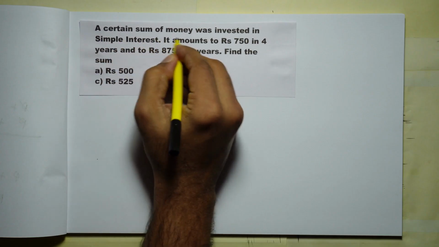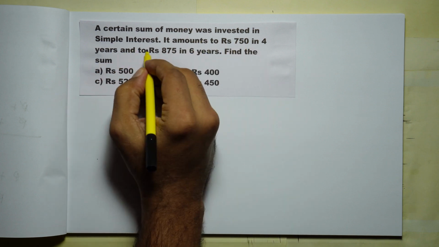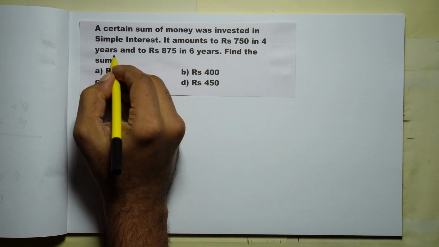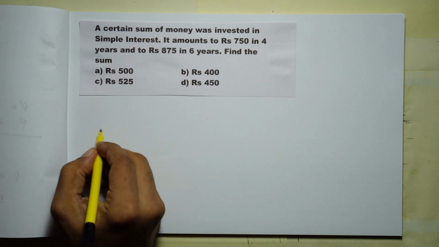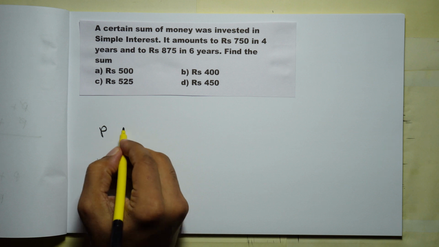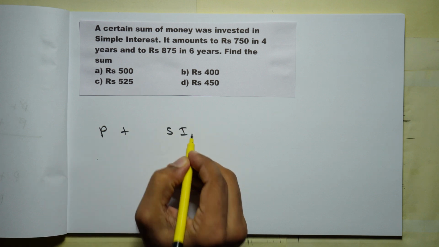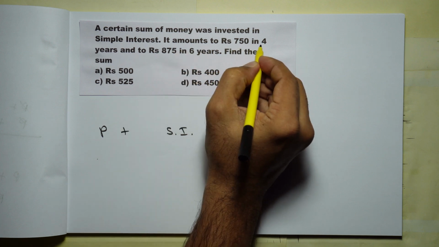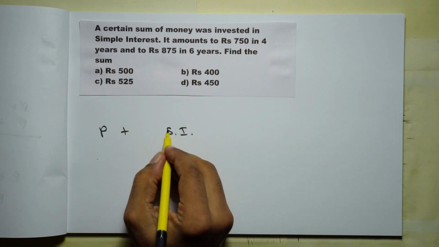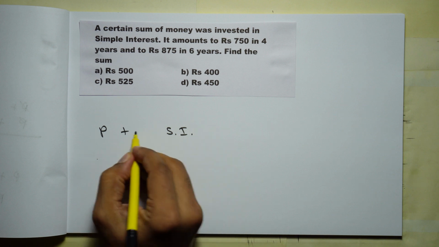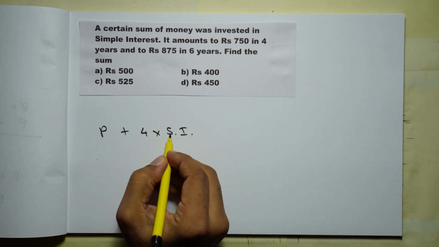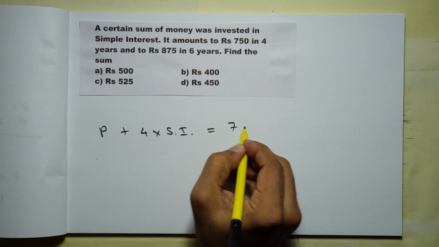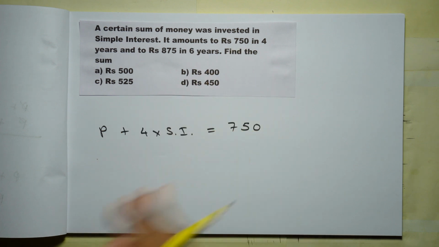A certain sum of money was invested in simple interest. It amounts to rupees 750 in 4 years. So the sum of money, we'll just take it as the principal. And we will assume that the simple interest that you get every year is SI. It amounts to 750 in 4 years. So every year the simple interest that you get is SI, like that for 4 years. And that total amount is equal to 750. So this is the first equation.